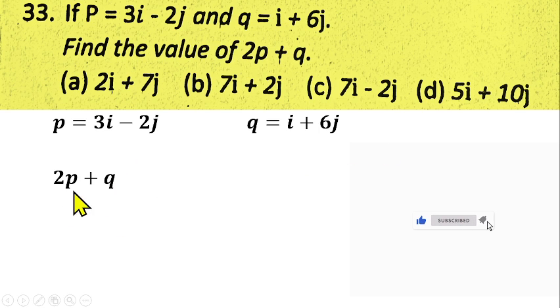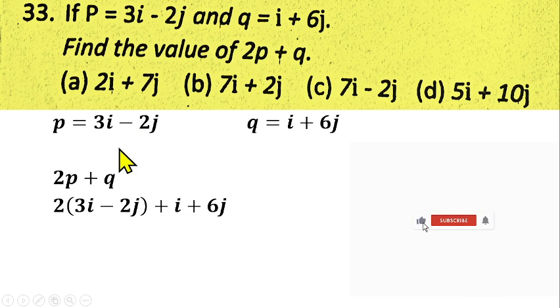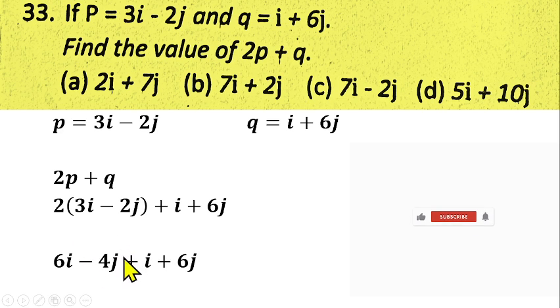So 2p plus q, so 2 multiply vector p, so you'll be having 2 into bracket 3i minus 2j plus our q is i plus 6j. Open the bracket here, you have 6i minus 4j, then plus i plus 6j. Collect like terms, you add i to i, you add j to j. So then you have 6i plus i, that gives us 7i, then minus 4j plus 6j, that gives us plus 2j. So I think option B is the correct answer for question number 33.